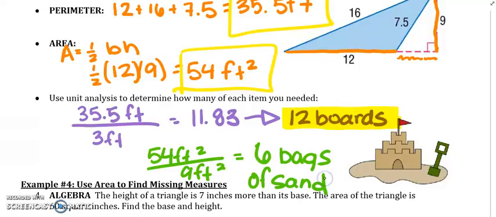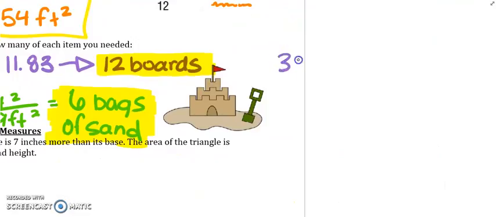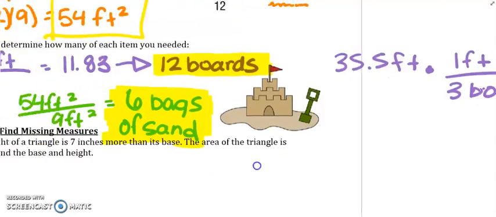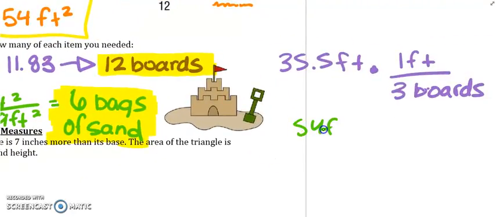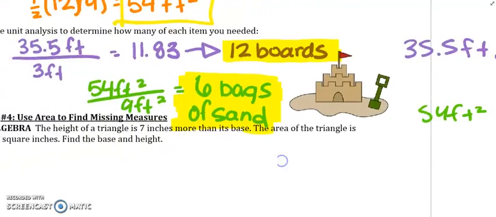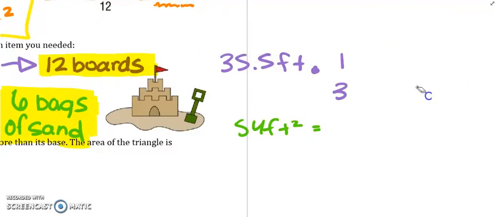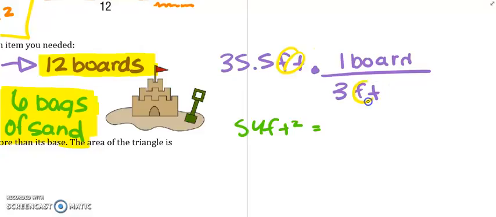Now, that's not the only way to do this problem. I prefer to divide, but you could do a ratio. So we had 35.5 feet, and we're going to multiply by the fact that 1 foot is 3 boards. So I like to set up a ratio, and you can do the same with a bag of sand. I'm sorry, I'm trying to do this while writing, and it's not working. Writing in the car. 1 board was 3 feet. Remember, you know you did it right if your units cancel.